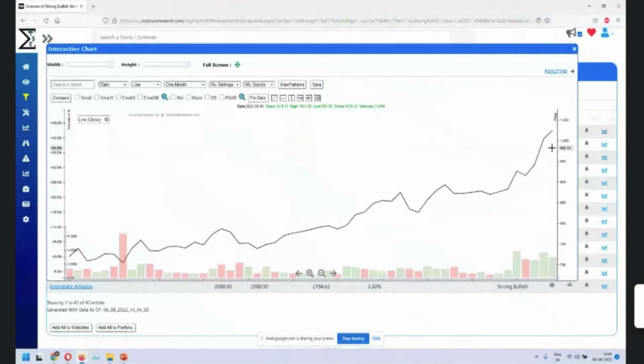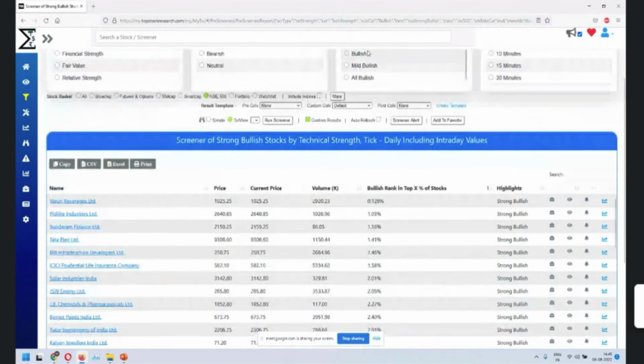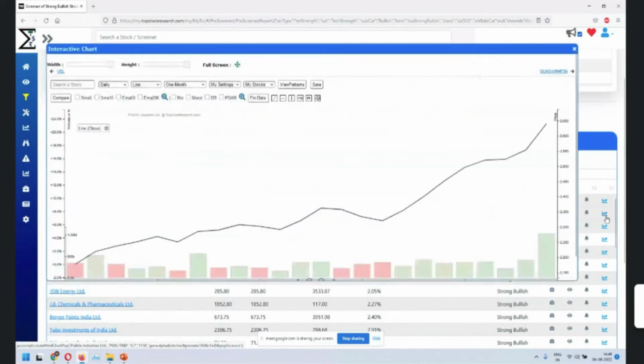That's on pre-screen. So in the pre-screen, what you see is basically the stocks which are strong bullish. Of course, you have an option of mild bullish and strong bullish, all bullish. Also, it tells you where it stands vis-a-vis the universe. So like Pidilite also looks pretty good here. Let's look at the chart. Very, very good chart.